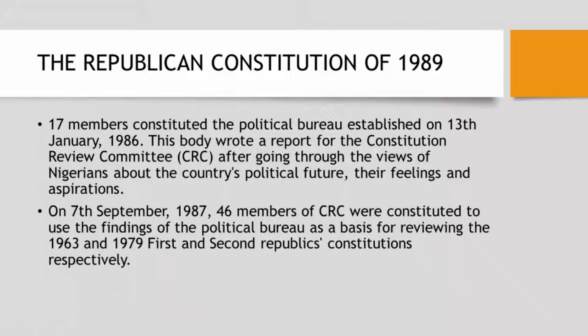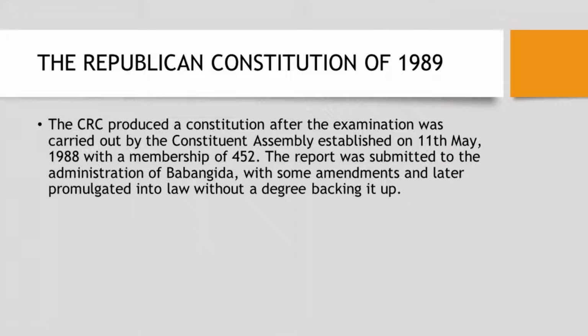Finally, on 7th of September 1987, 46 members of the Constitution Review Committee were constituted to use the findings of the Political Bureau as a basis for reviewing the 1963 and 1979 First and Second Republic Constitutions, respectively. The Constitution Review Committee produced a constitution after the examination was carried out by the Constituent Assembly, established on 11th of May 1988 with a membership of 452. The report was submitted to the administration of Babangida with some amendments and later promulgated into law without a decree backing it up.